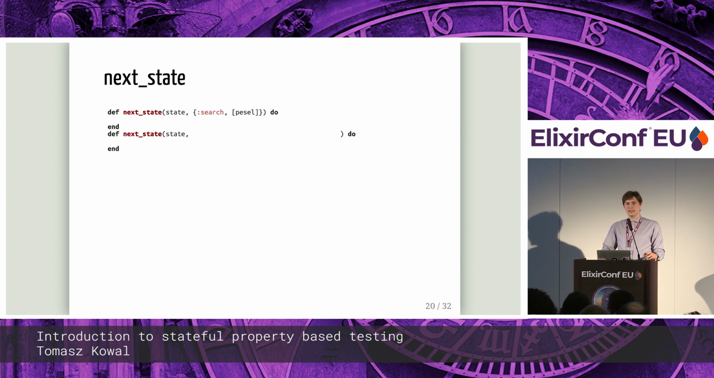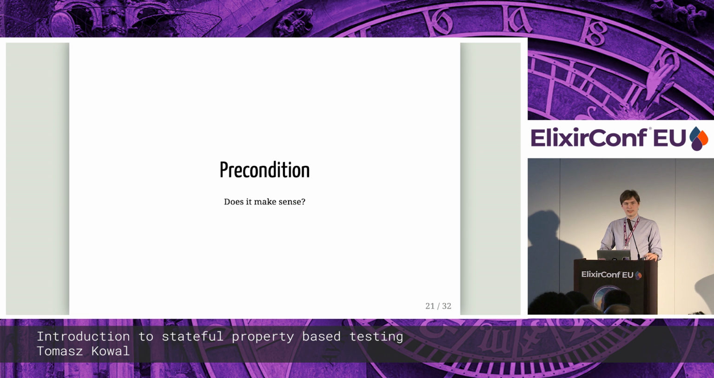Then we need to implement the next state function, which is really similar to handle call. For searching, the state of the database doesn't change, so we just return the state as it was. But for adding a new patient, we will say that we are putting PESEL, name and surname in that map. So that's it. Then we have two functions that for now will be unused.